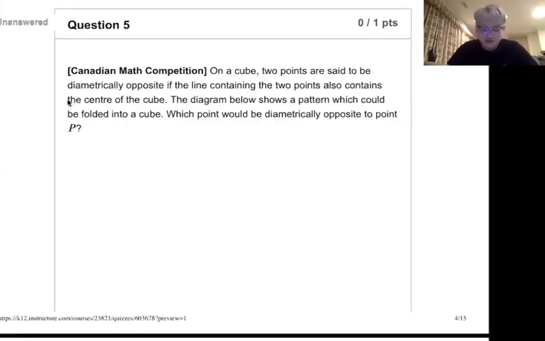Question number 5. On a cube, 2 points are said to be diametrically opposite if the line containing the 2 points also contains the center of the cube. The diagram below shows a pattern which could be folded into a cube. Which point would be diametrically opposite to point P?